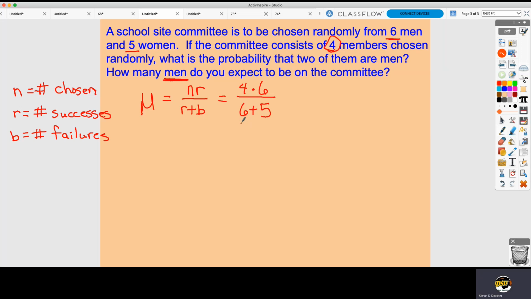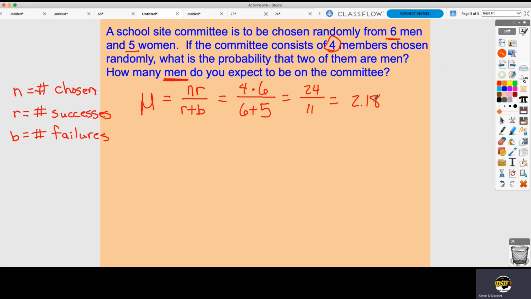The number of possible successes for this. Okay, so N, you're right, is the number that can be chosen for this committee. This would be the total number of men that could be chosen. And then B, in this case, is the number of women that can be chosen for this. So we just multiply, add, and divide. So we end up with our expected value for this would be 2.18.